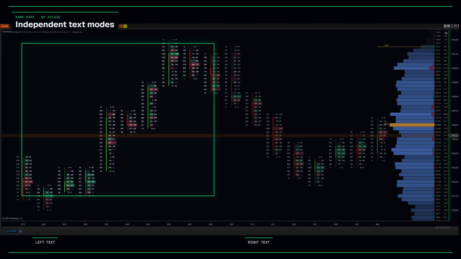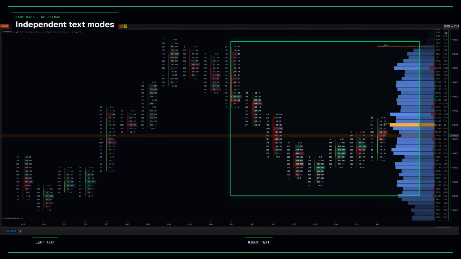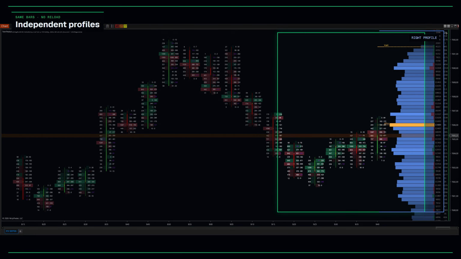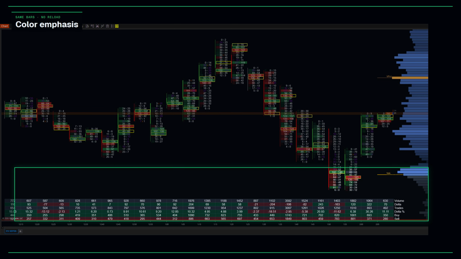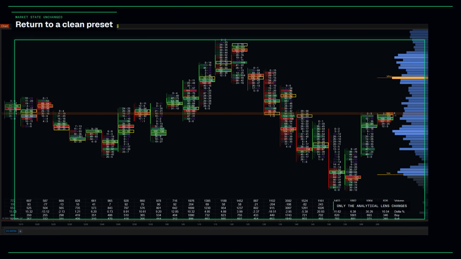We switch text and profiles on the same bars, adjust color emphasis, and return to the clean preset. Control and chart response remain visible together, so the before and after state is clear. There is no historical reload and no instrument change. The market stays fixed. Only the analytical lens changes.